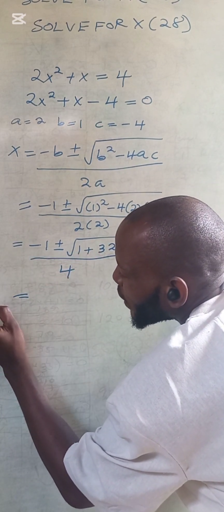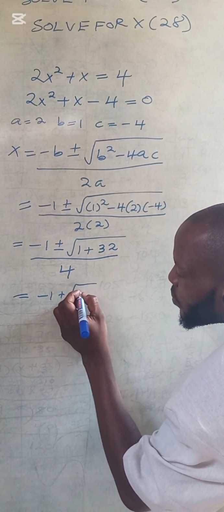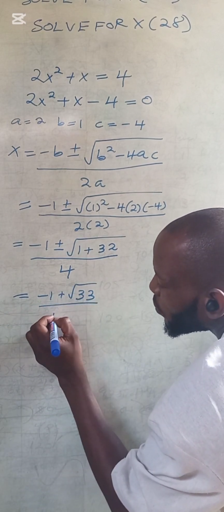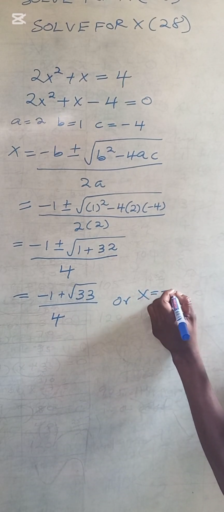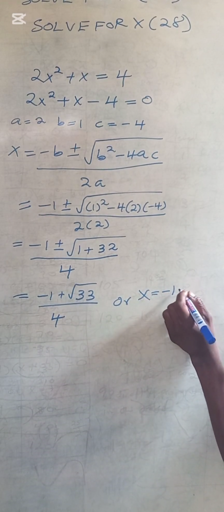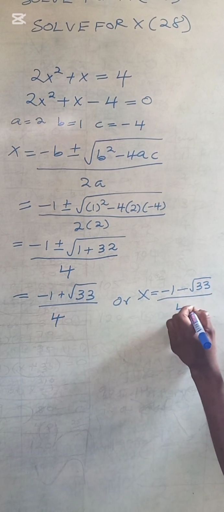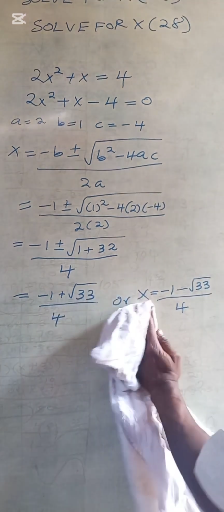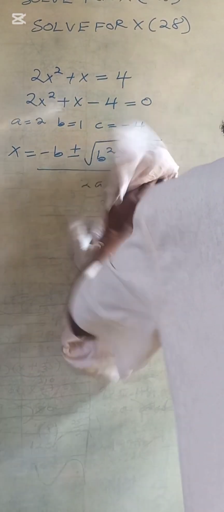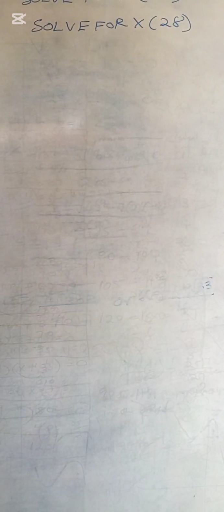Therefore, the answers are x is equals to minus 1 plus the square root of 33 all over 4, or x is equals to minus 1 minus the square root of 33 all over 4, right? They said leave your answer correct to two decimal places, so you will do that. I do not have a calculator with me. Moving right along. The next question.